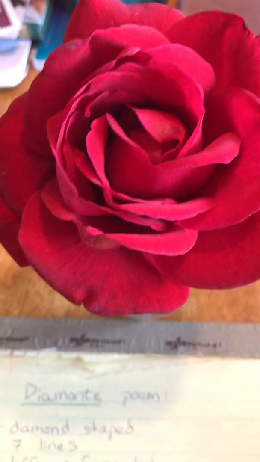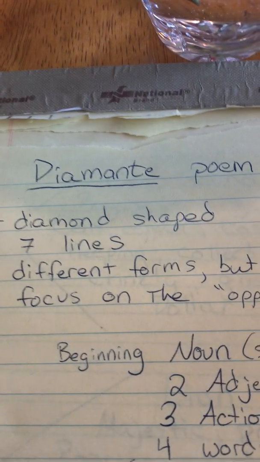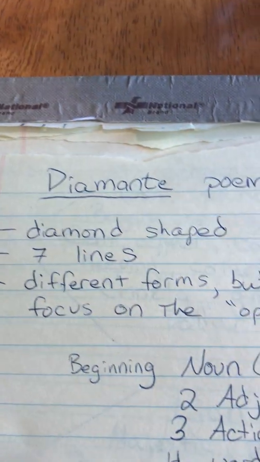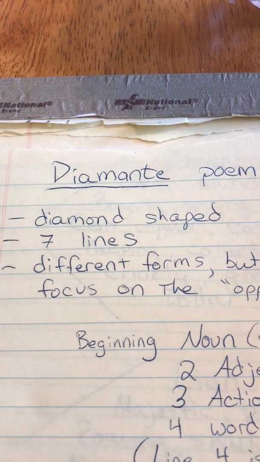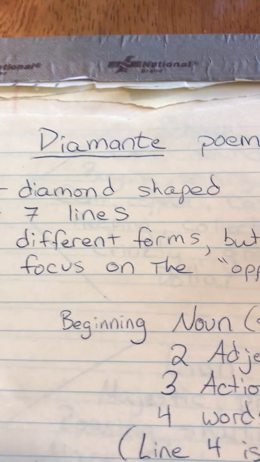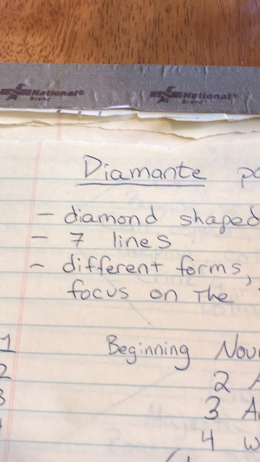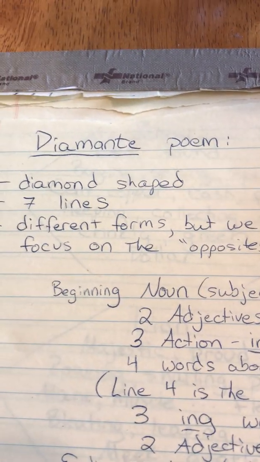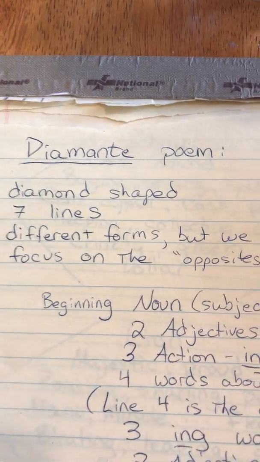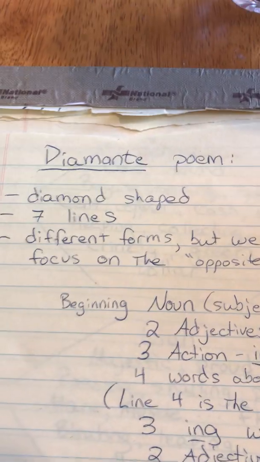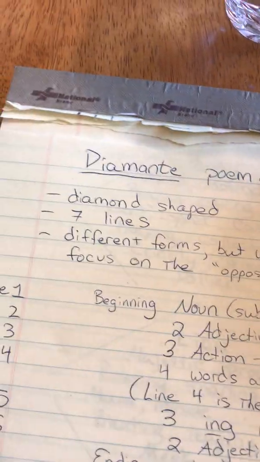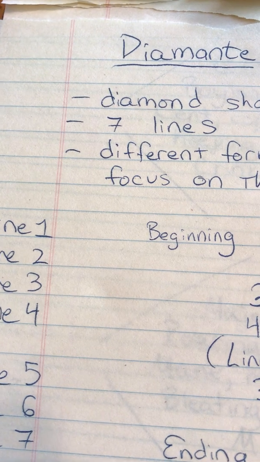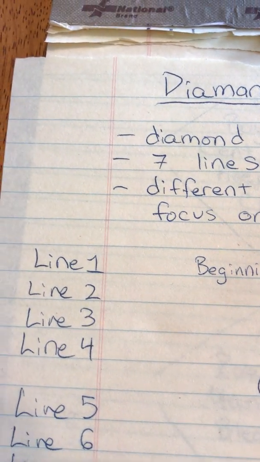We're going to continue our look at different kinds of shape poems. Today we're going to do a Diamante poem. Diamante means diamond shaped. A Diamante poem has 7 lines. There's different forms of a Diamante poem that you can do, but we are going to focus on the kind where we use opposites. I think they're kind of fun, and I think you'll like them. So let's just look at how the poem is going to look, and then we'll look at some examples.